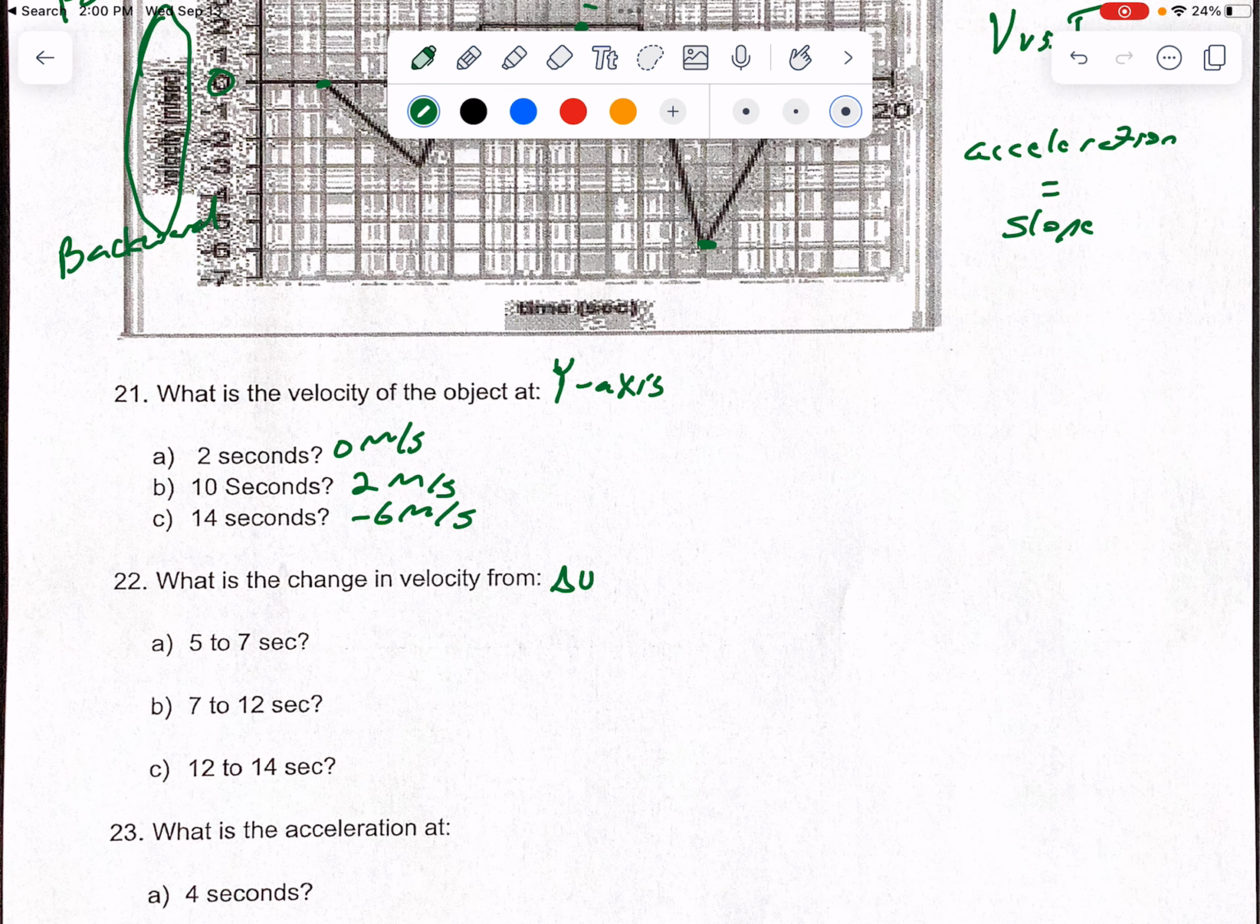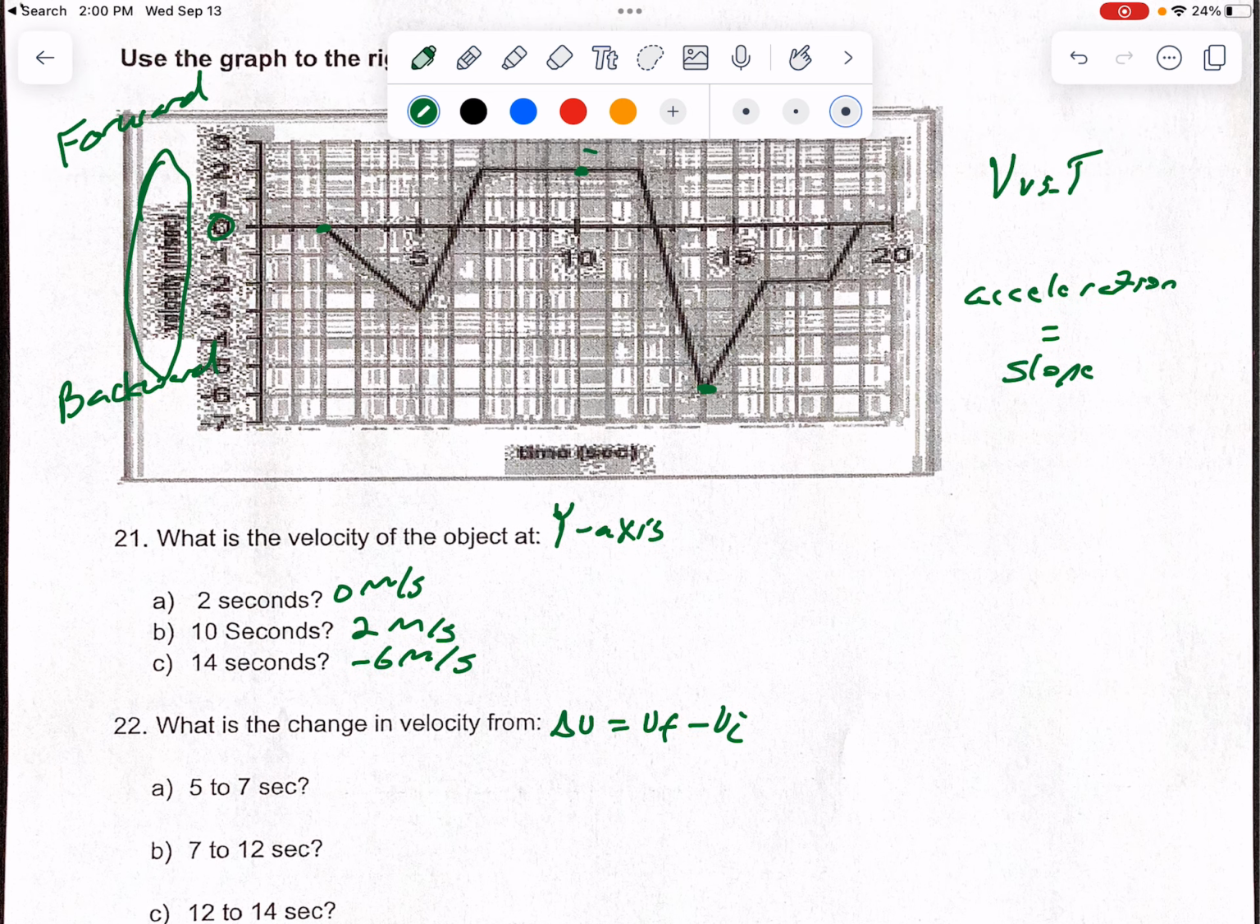So change in velocity is your final velocity minus your initial velocity. From 5 to 7 seconds, at 7 seconds, that's your final, so V final. 5 would be your V initial. If you look at 7 seconds and you look to the left, you're at 2 meters per second. Minus, where were you at 5 seconds? You're at -3, so minus a -3. Be careful with your math here. That's going to come out to be 5 meters per second.